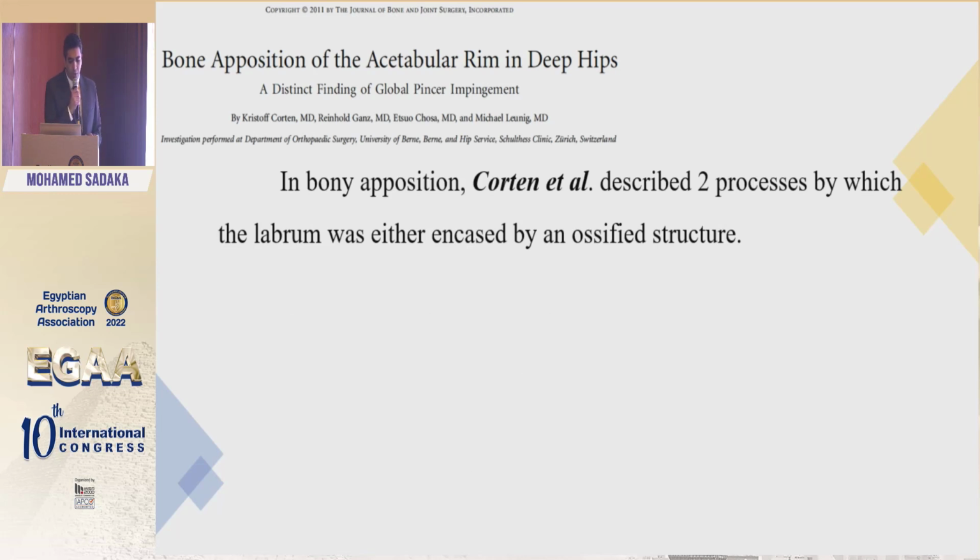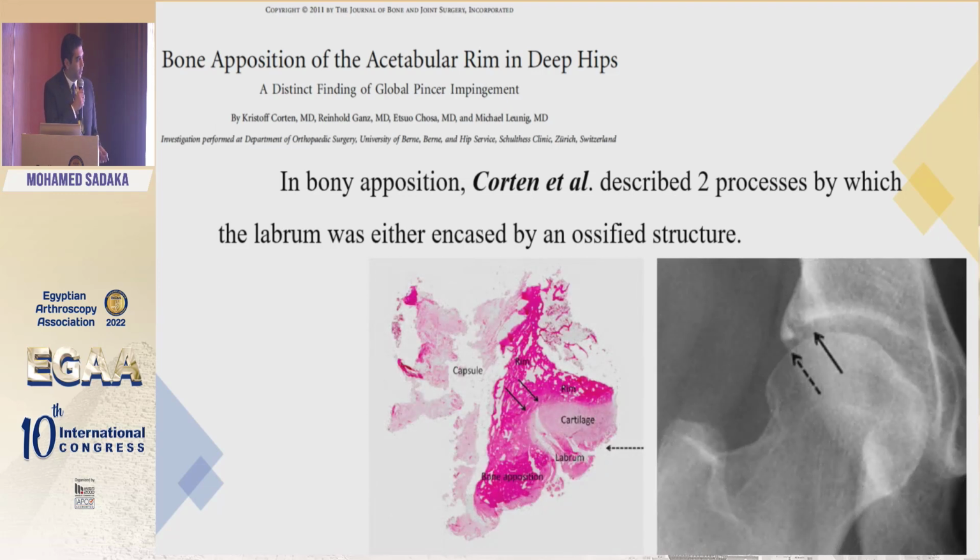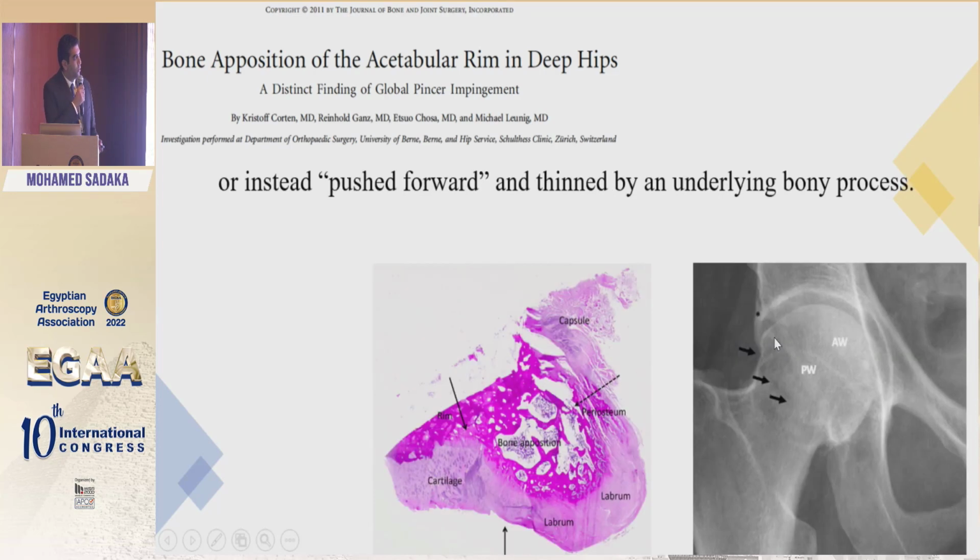In bony apposition, Corton et al. described two processes by which the labrum was either encased by ossific structures, giving the appearance of the recess sign, which could be seen in the X-rays, or instead it is pushed forward and thinned by an underlying bony process along the posterior wall, giving the appearance of the double posterior wall sign.